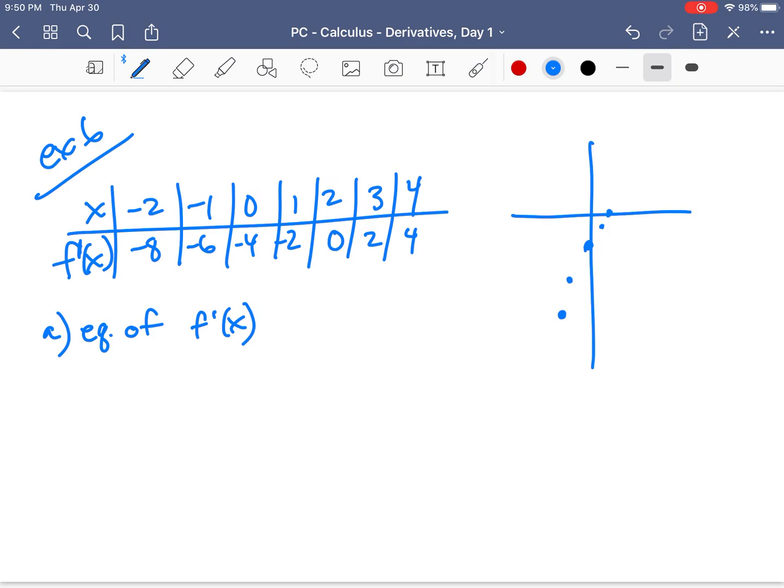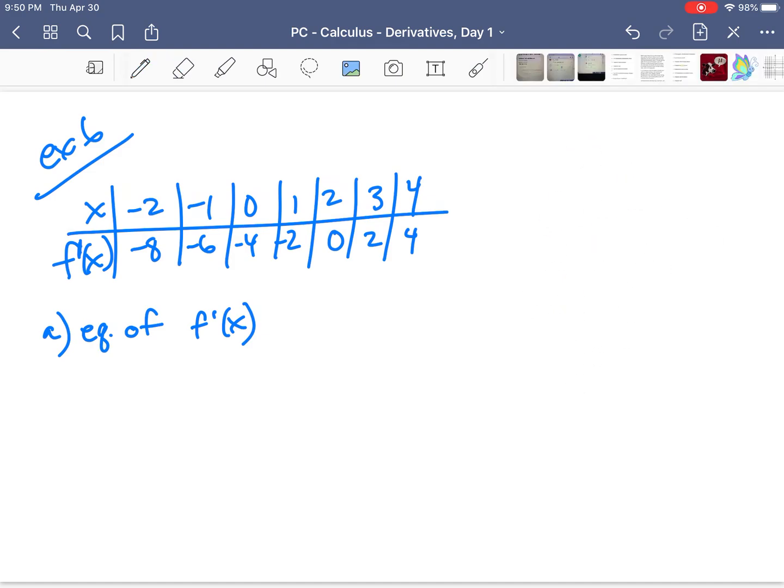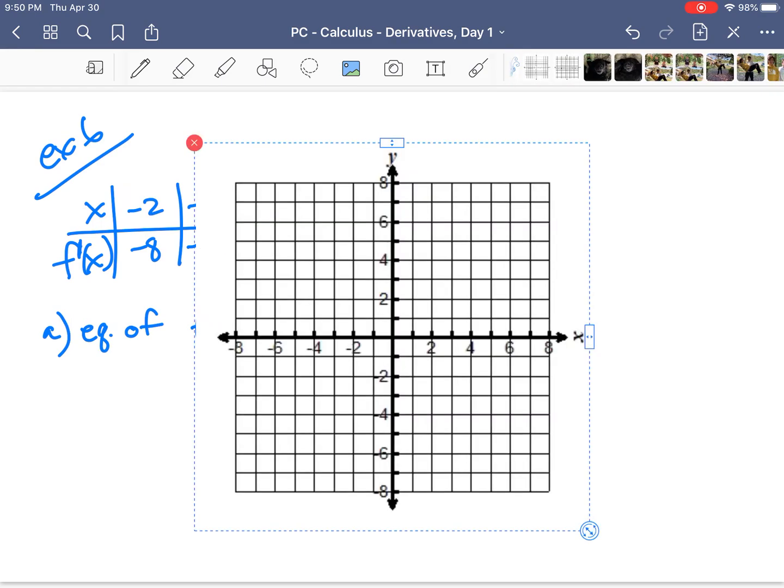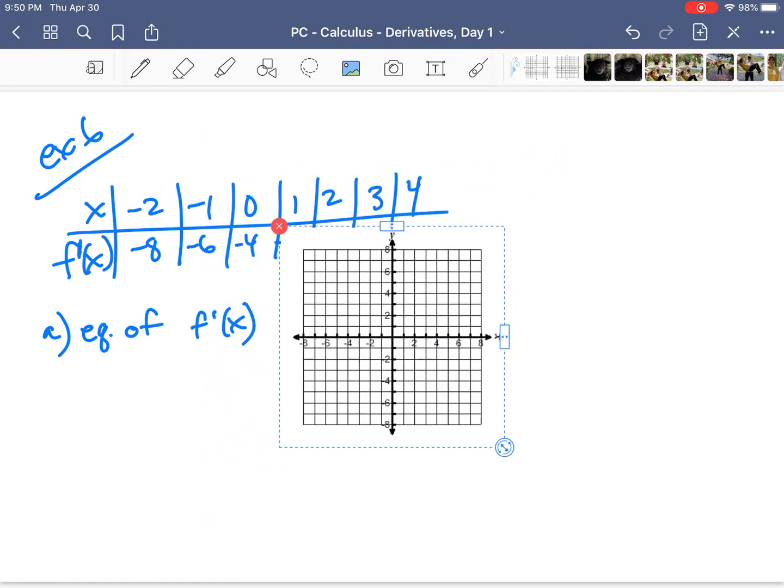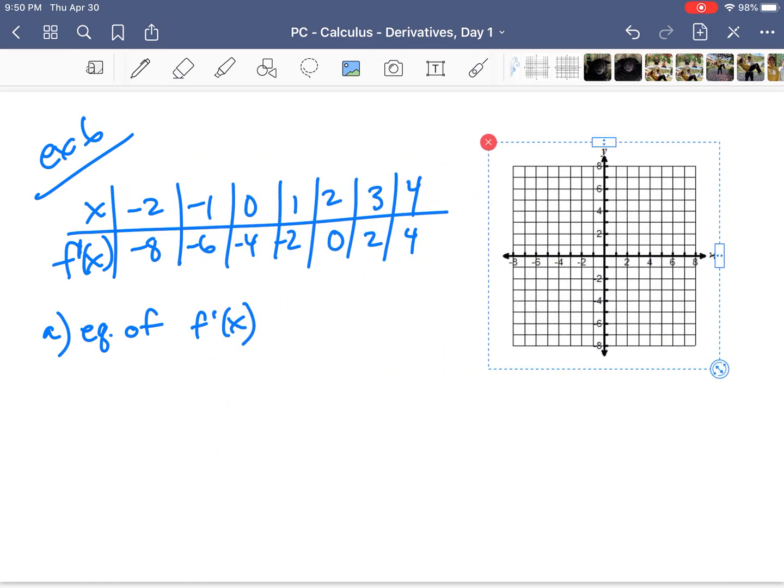Now my picture is not so great right here. You know what? Let me go get a graph. I think I have a little graph in my pictures here. Yep, I do. That's good enough. All right. So that would be much better.